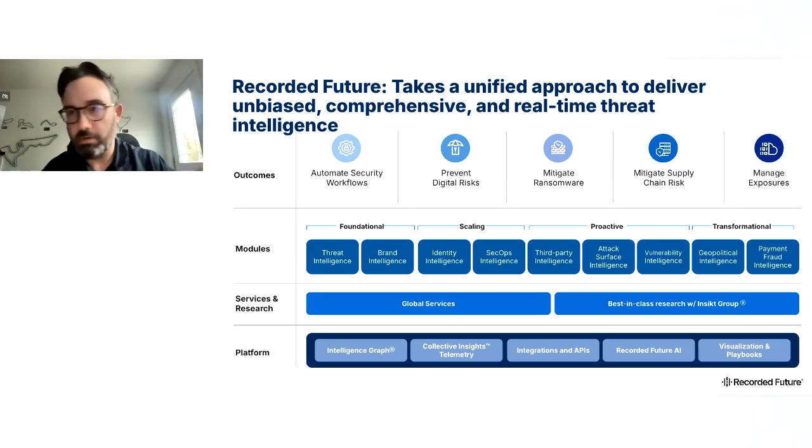Automating security workflows, which is a little bit what we're talking about today. So like empowering a tool like Splunk with threat intelligence so that you can make your decisions faster. Preventing digital risk, whether that's risk to your brand or people within your brand. Mitigating ransomware is a huge focus of Recorded Future. So understanding the ransomware actors and the pieces of malware they use.